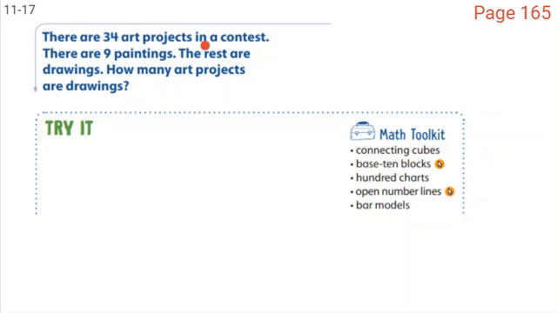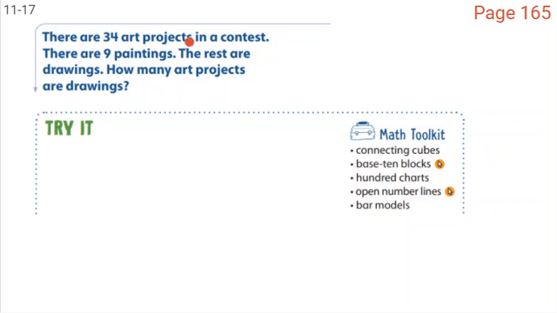I want to underline important information in this word problem, and then we're going to transfer that information down here. First, let's read through it one time. There are 34 art projects in a contest. There are 9 paintings. The rest are drawings. How many art projects are drawings? Well, let's go back and underline or circle important information.